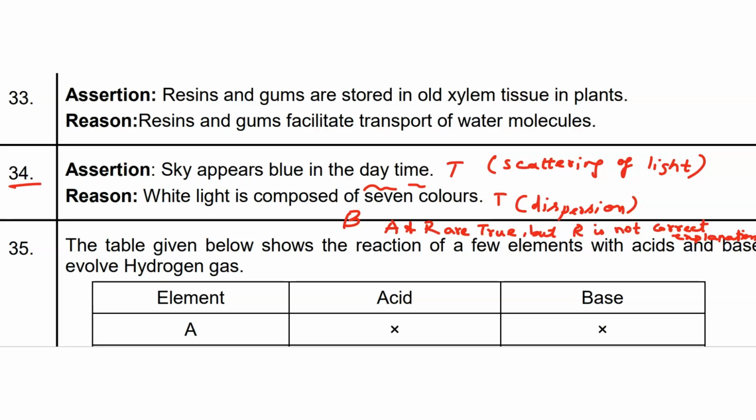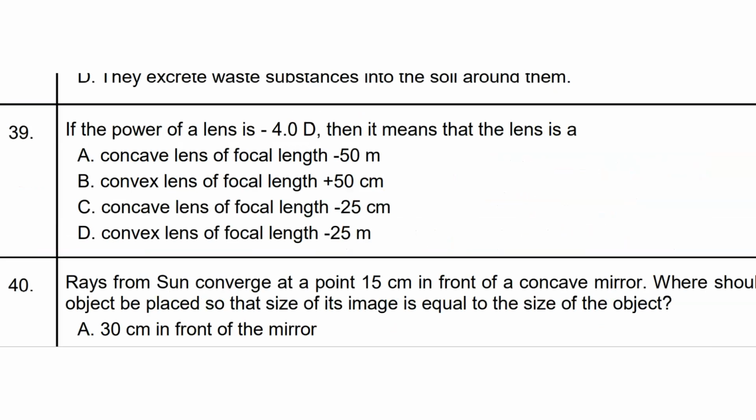Okay. Now let us move to the next question. So let us see the 39th question. If the power of the lens is -4 diopter, so they have given the power of the lens as -4.0 diopter. If the power is negative, what will be the possibility of the lens? The lens is a concave lens. They have given that the object is a lens, so it is a concave lens. Only the concave lens will have negative power and negative focal length.